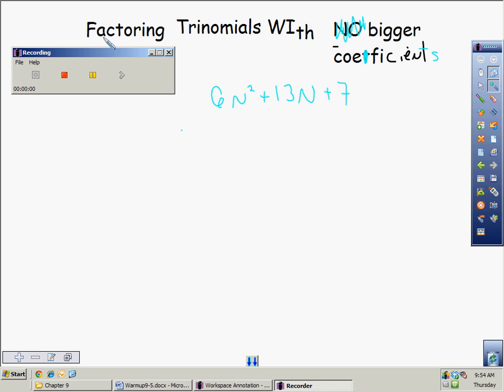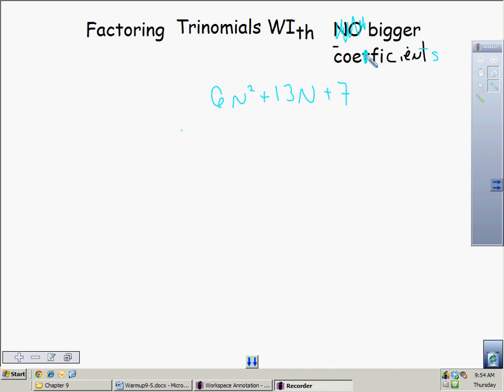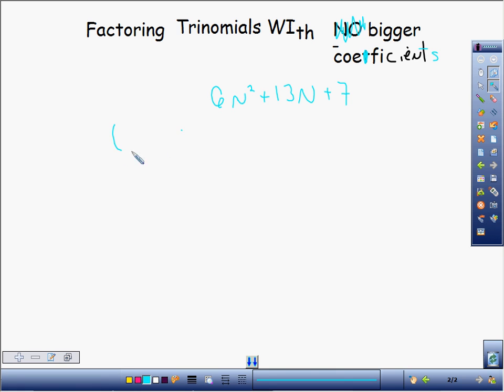We're going to learn factoring trinomials with bigger coefficients. So if I have something like this, one way I could do it, and the way I usually do it, is kind of guessing and checking what goes where. What you're trying to do is figure out what two binomials I can multiply together to get this thing, okay?